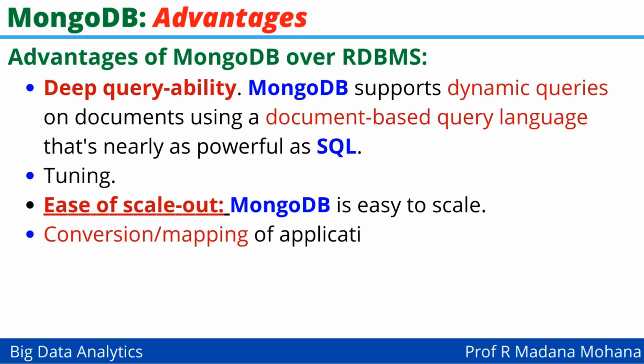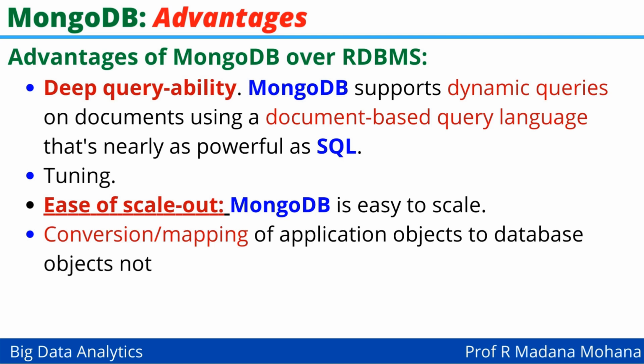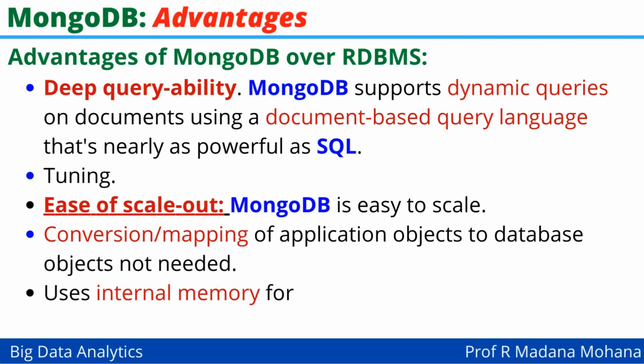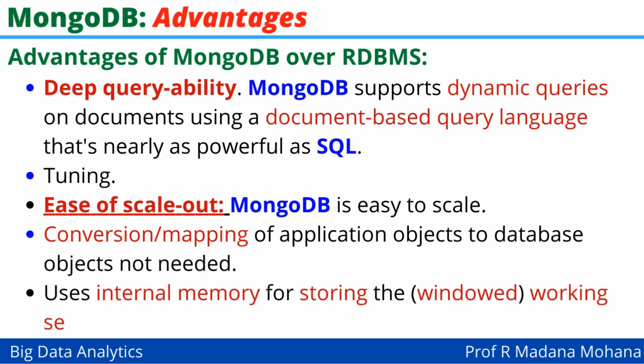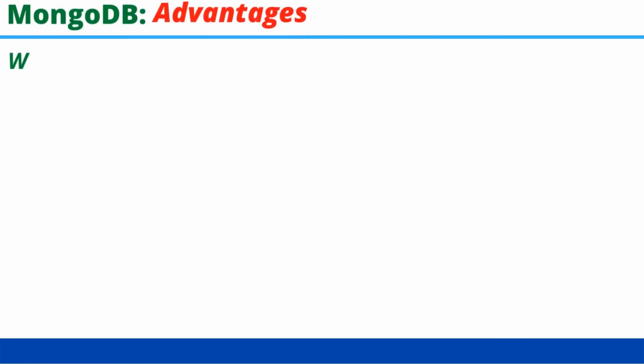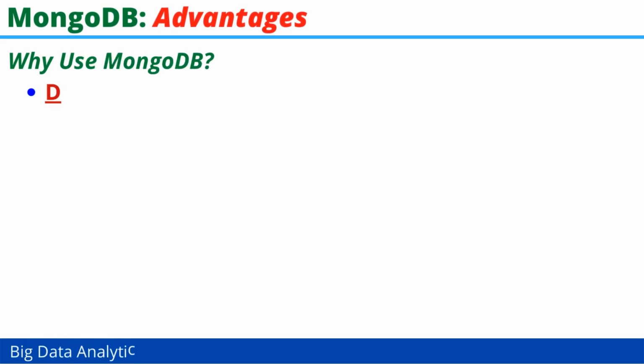Then ease of scale out. MongoDB is easy to scale. Conversion or mapping of application objects to database objects is not required in MongoDB. It uses internal memory for storing the working set, which enables faster access of data. These are all the advantages of MongoDB.